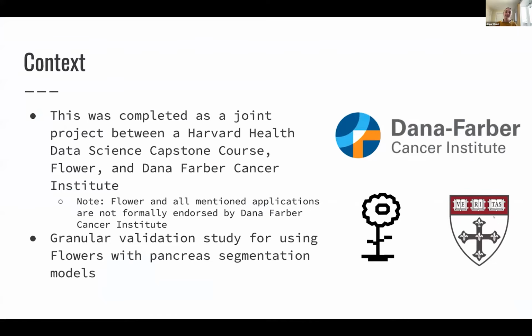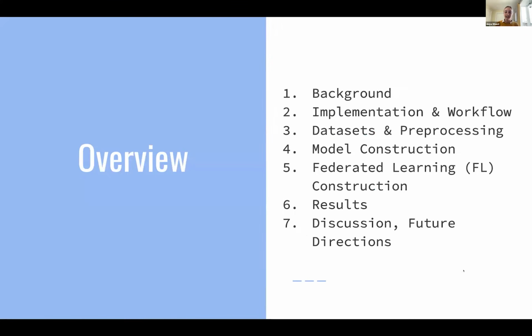So for a little bit of context, Junie and I completed this project as our capstone course at Harvard School of Public Health, and we did this in conjunction with Dana-Farber, which is where I now work, and with Flower, of course. So what you should expect from this presentation is really just a very granular example of how Flower might be used in a healthcare setting. And in this case, we're using a U-Net segmentation model to segment the pancreas. So you can definitely expect some background details in healthcare, as well as some brief overviews of model construction, how we use Flower in this case, and our results, which I'm very excited about.